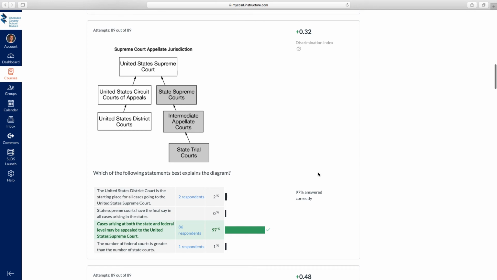Which of the following statements best explains the diagram? Cases arising at both the state and federal level may be appealed to the United States Supreme Court. Yes, that is true. Okay, so whether it originates in a state court or whether it originates in a U.S. district court, the United States Supreme Court has appellate jurisdiction over that. All right.